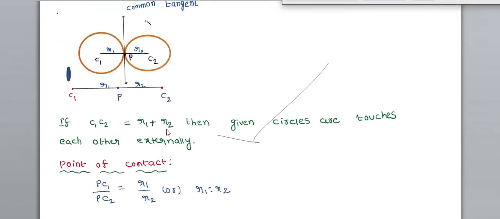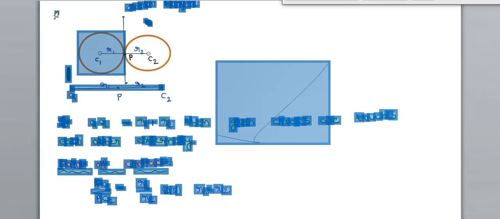Okay, please observe the next. So first done.